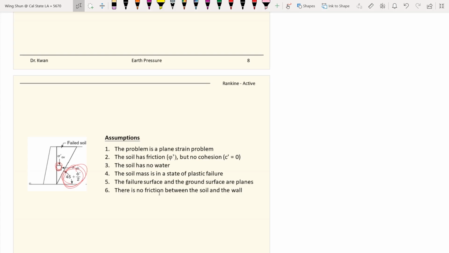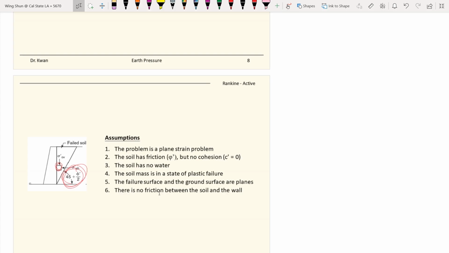Again, it has a bunch of assumptions. First, you assume the problem is a plane strain problem, which means into or out of the page you assume a unit thickness. It helps you simplify the 3D problem into a 2D problem. And then you also ignore the cohesion of soils. In this Rankine method, you only assume the soil has a friction angle but no cohesion, and it also assumes there's no water at all.